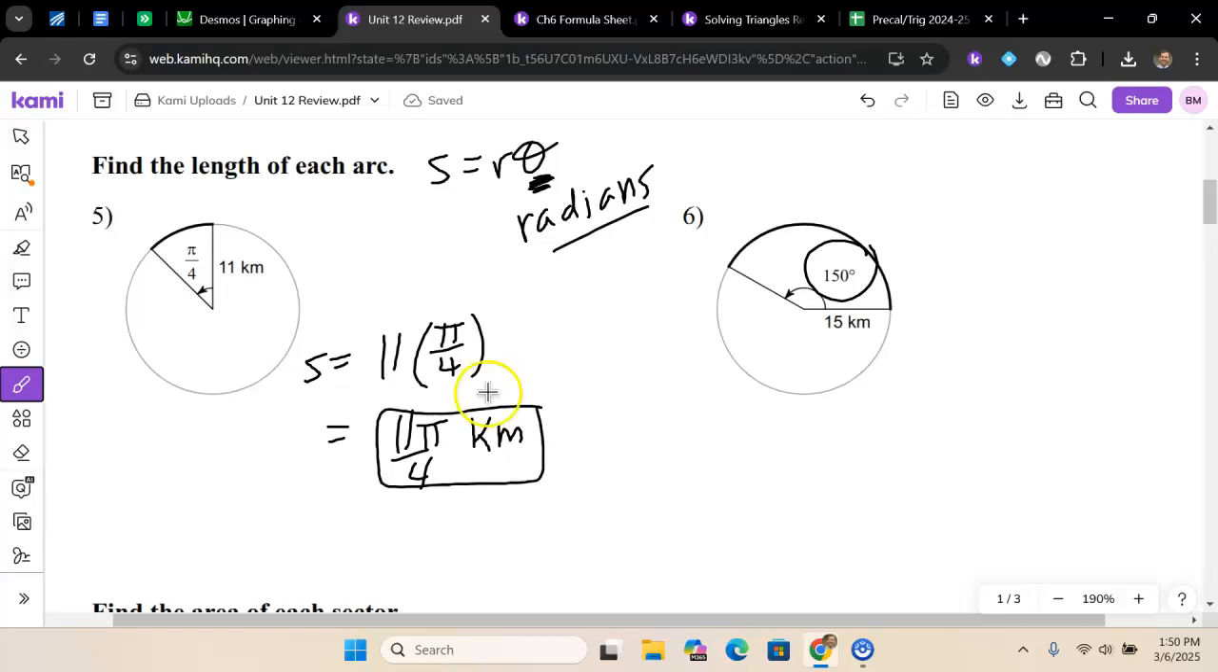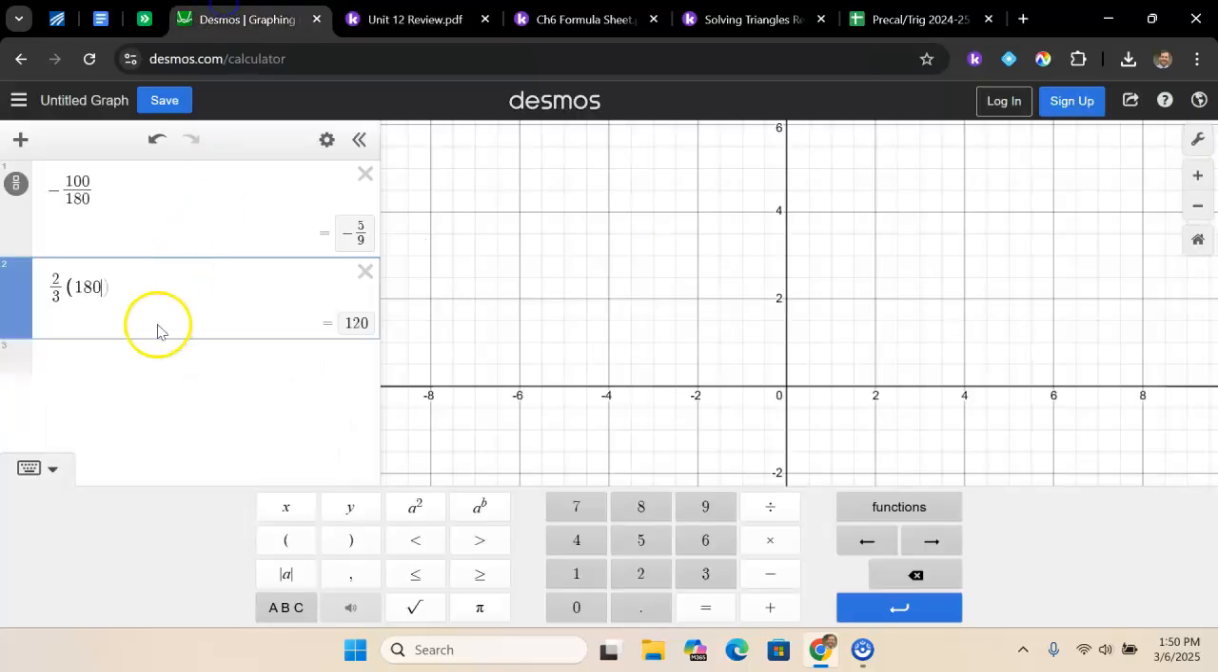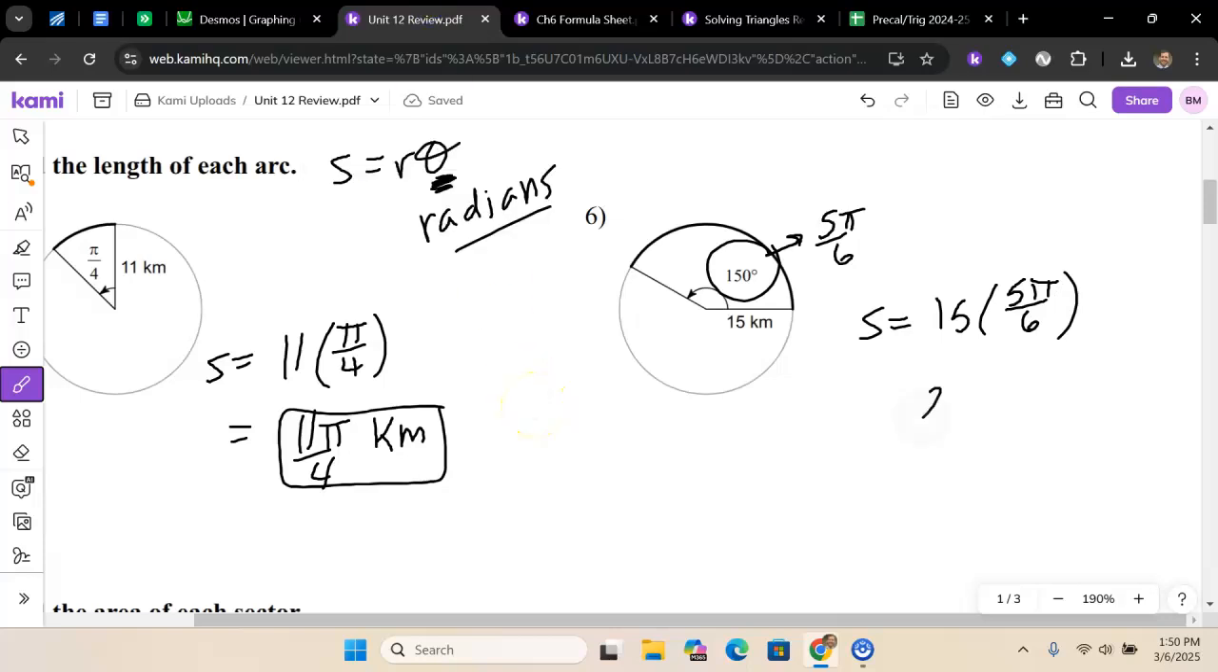If, like on number 6, you have an angle that is in degrees, you would want to convert that to radians. You could either use the conversions like listed in questions 1 through 4, or if you had a unit circle, you would know that 150 degrees is the same as 5 pi over 6, and then I can use my formula. So I would do 15 times 5 pi over 6, and what I would do is not put in the pi, do 15 times 5/6, which would give me 25 over 2, and then attach the pi to it. 25 pi over 2 kilometers.